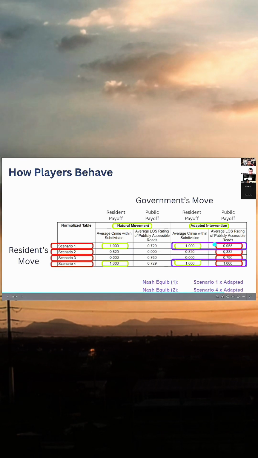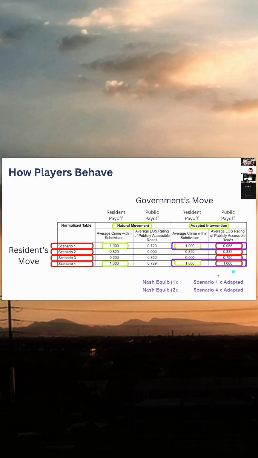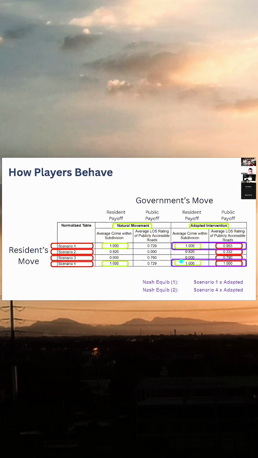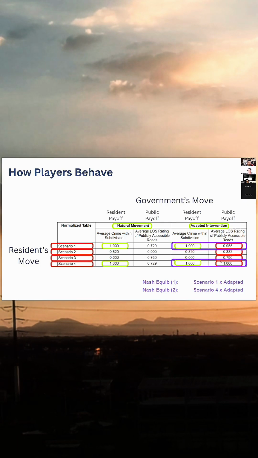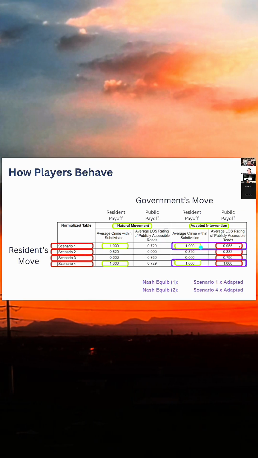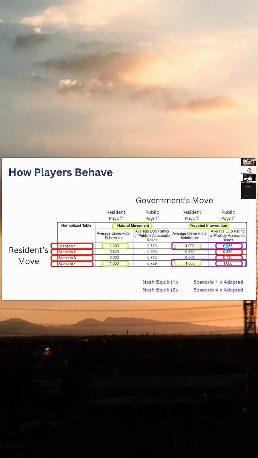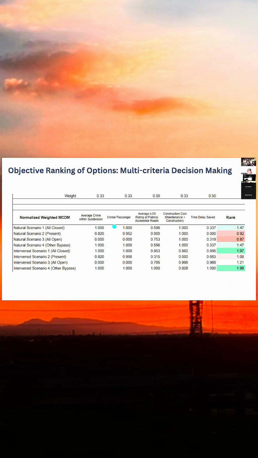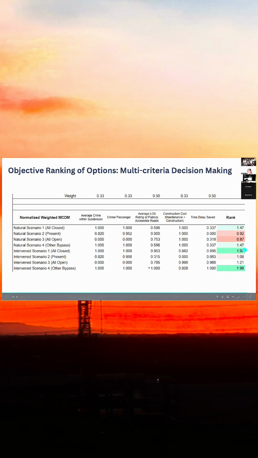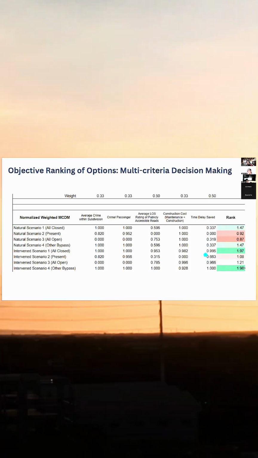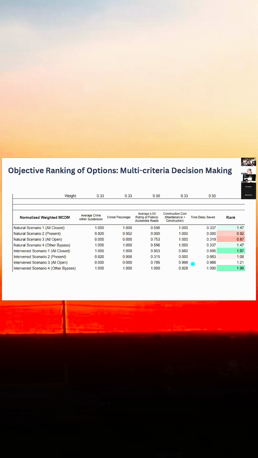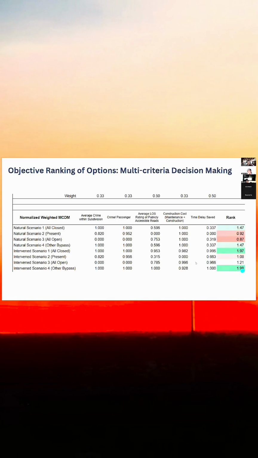So we checked for the Nash equilibrium. What is really preferred are scenarios 1 and 4, which is the closed gates. So there are no pass-throughs in the subdivision, and there should be an intervention. This one we added weight and normalized. So the highest ranking is still the intervened scenarios 1 and 4. Also our Nash equilibrium.